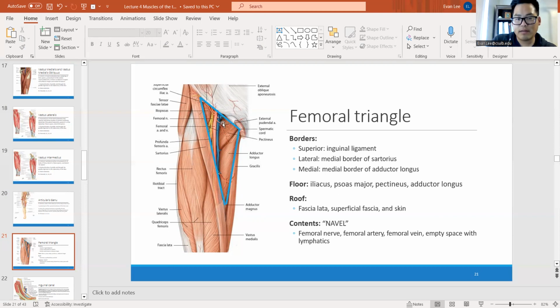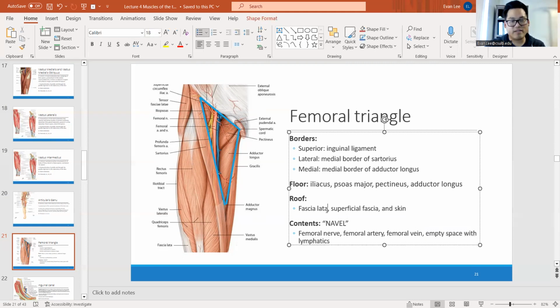And then at the floor, iliacus and psoas major are behind it. So you can see that here with iliopsoas, and then the pectineus right over here along the back of the femoral triangle. In here, this is where you'll find three major things: femoral artery, femoral vein, and femoral nerve. Usually they will be found in a certain order, which is NAV, nerve, artery, vein. And then technically there's other stuff there too, which includes empty space with lymphatics. So NAVEL is actually the full one, but I usually at least try to remember NAV.